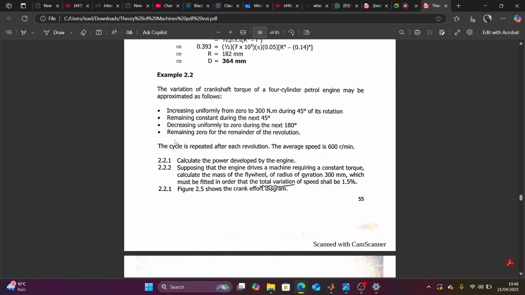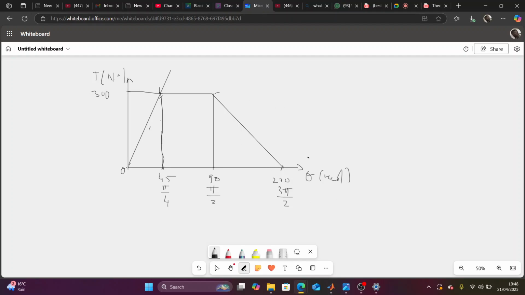Oh, we just did 180. Okay. Now they say remaining 0 for the remainder of the revolution. What do you think is the remainder of the revolution? 360, eh? Yeah. Okay. Do you agree that this cycle here is made in a full revolution? Whatever happened here, it happened in the full revolution, which is what? 2 pi. Do you see?